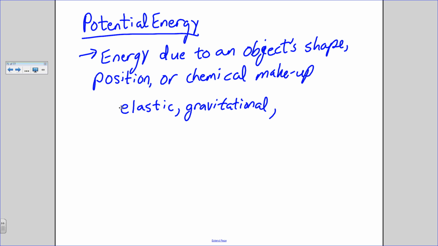and chemical potential energy. The chemical makeup, like for example, the fuel in your car, the food that you eat has chemical potential energy that's unleashed by your body. So we have elastic, gravitational, and chemical. In this chapter, we're going to deal primarily with gravitational and then also with chemical. We'll get into like food energy and what have you. The gravitational potential energy.